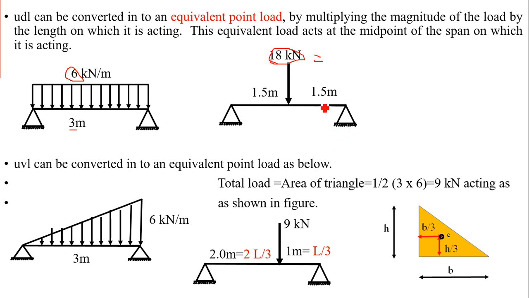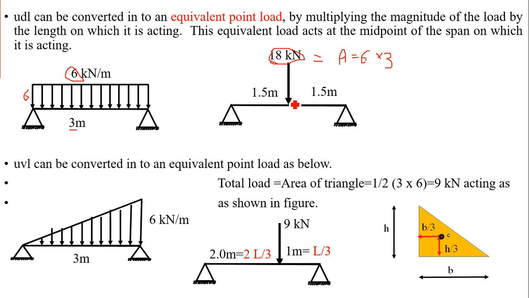Or here, to say it more clearly, it is equal to the area of the UDL. For example, you can see here, this is a rectangular shape, and the height of this rectangle is equal to the intensity of load, that is 6, and the length of this rectangle is equal to 3. So area is equal to length into width, that is 6 multiplied by 3, which is 18 kilonewton.